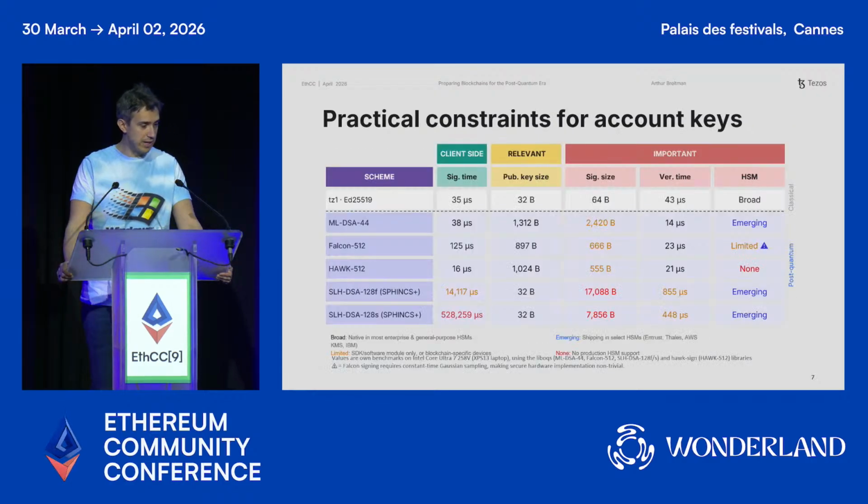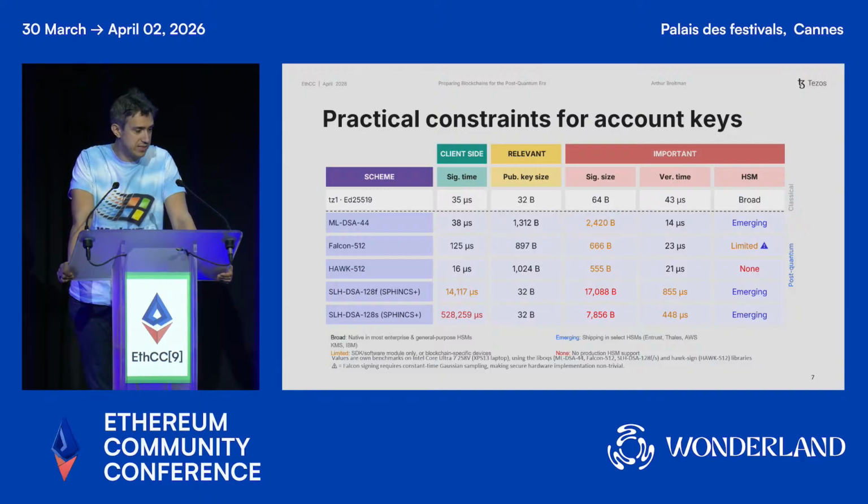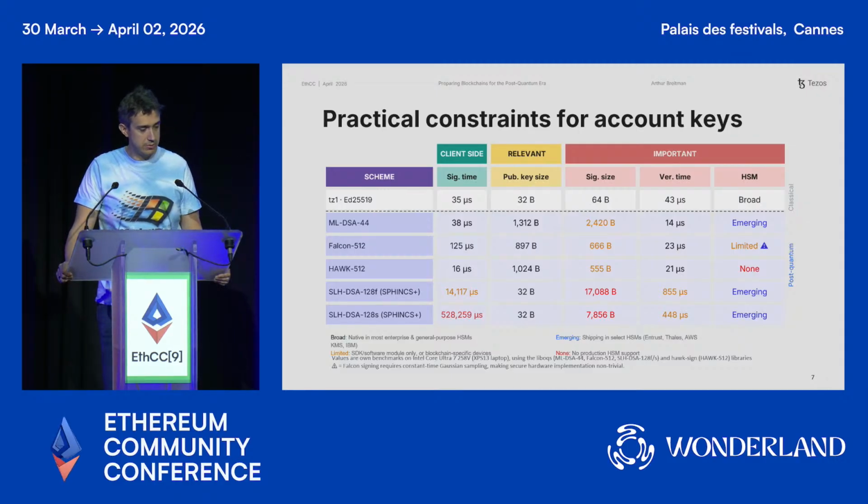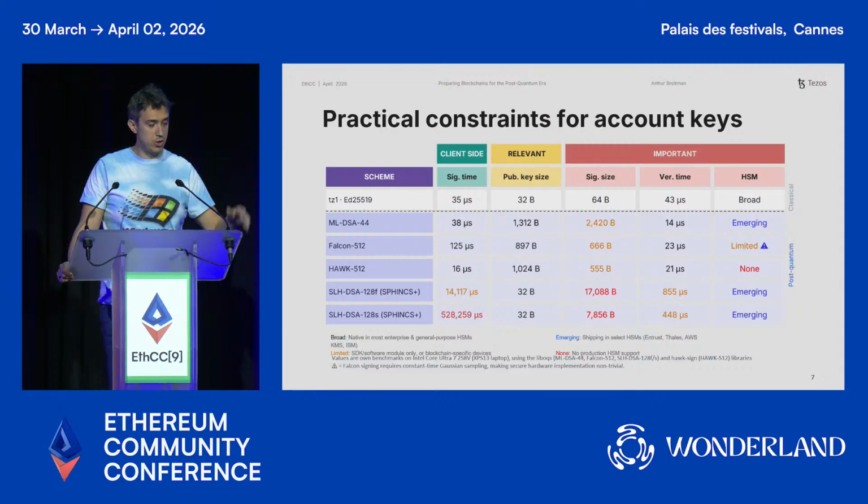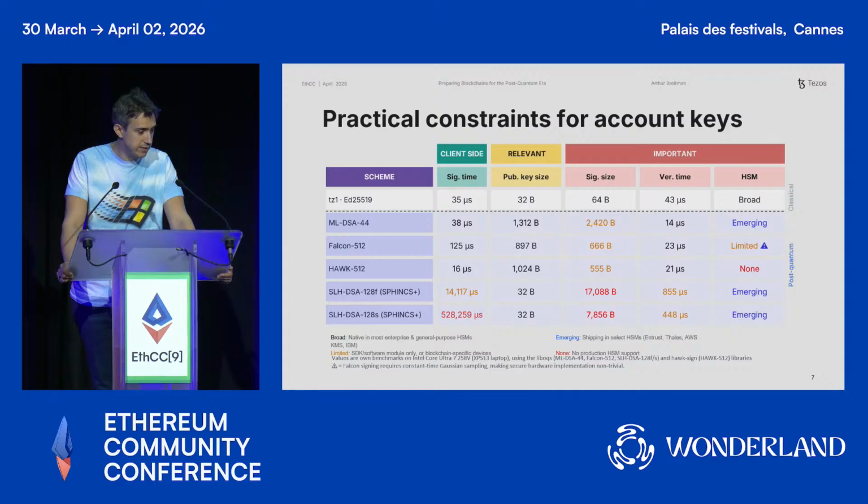So here's a table to look at. Practical constraints for account keys. I listed on the left some schemes. So tz1, which is the Ed25519 curve, and the other curves are similar in speed. ML-DSA-44, Falcon 512, Hawk 512, and then we also have those hash-based signatures I was mentioning, such as SLH-DSA 128F, 128F, and SLH-DSA 128S.